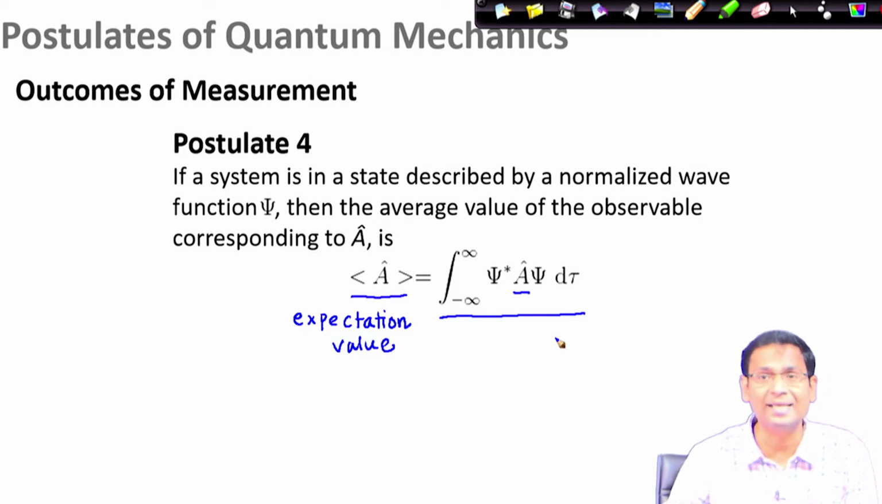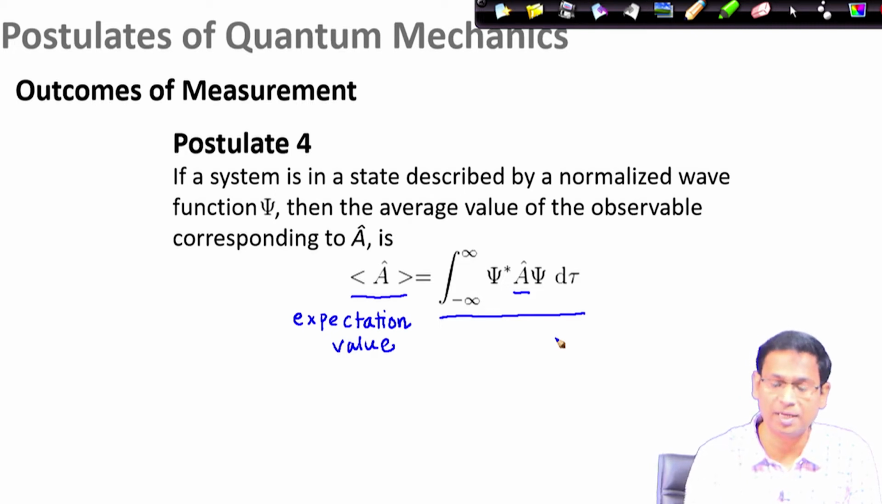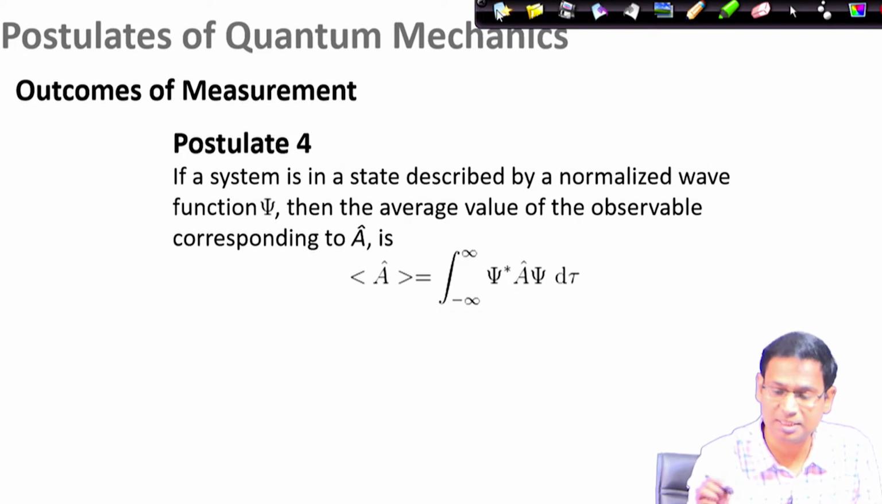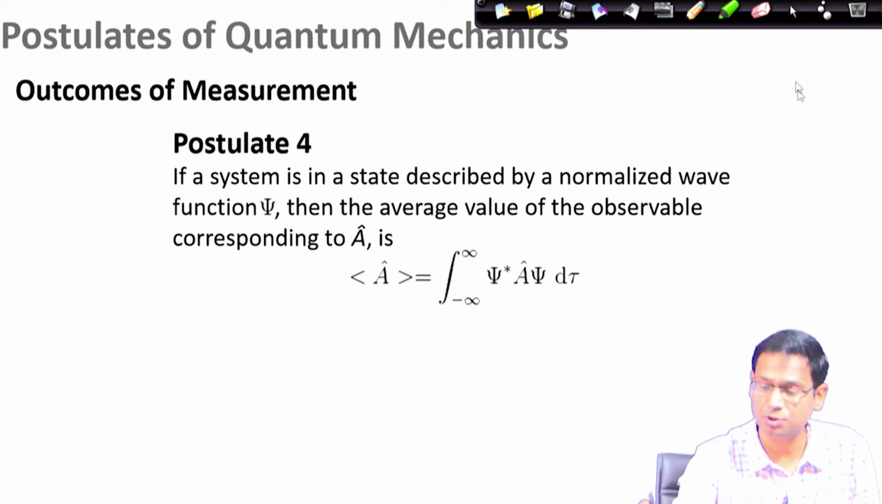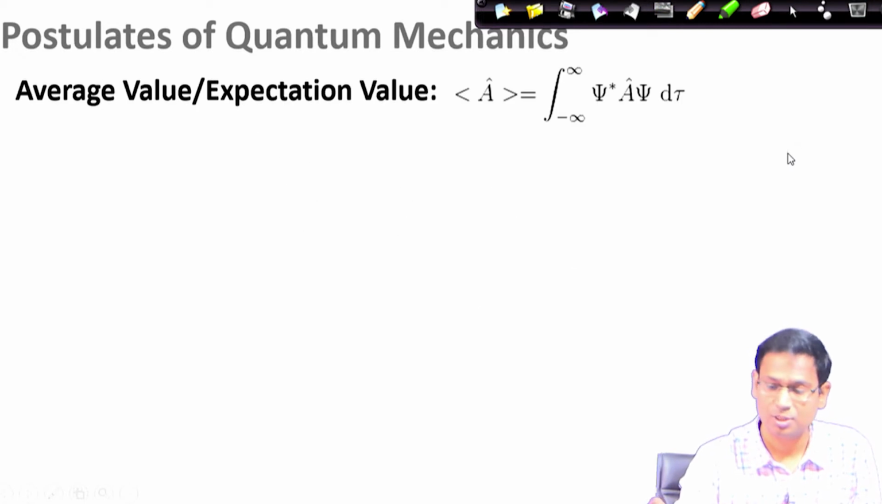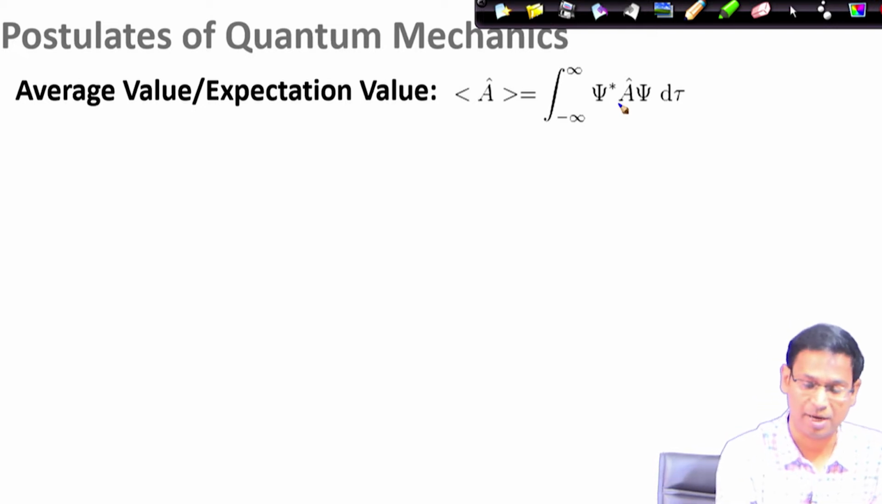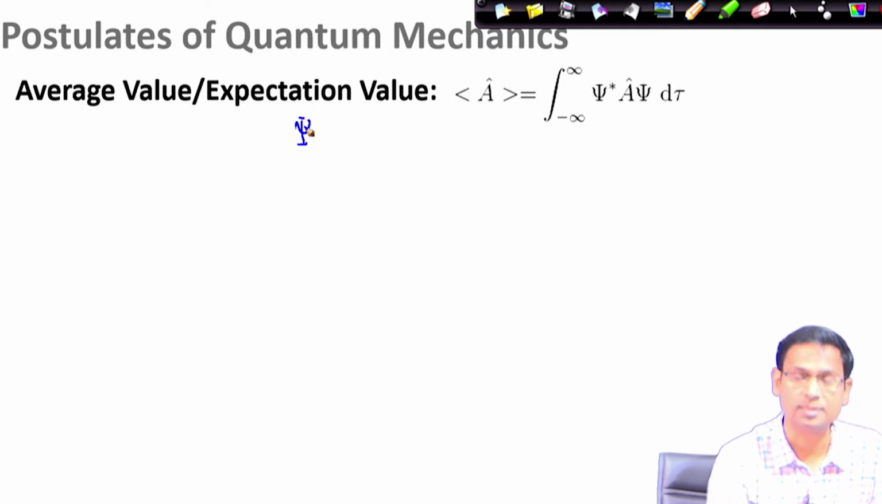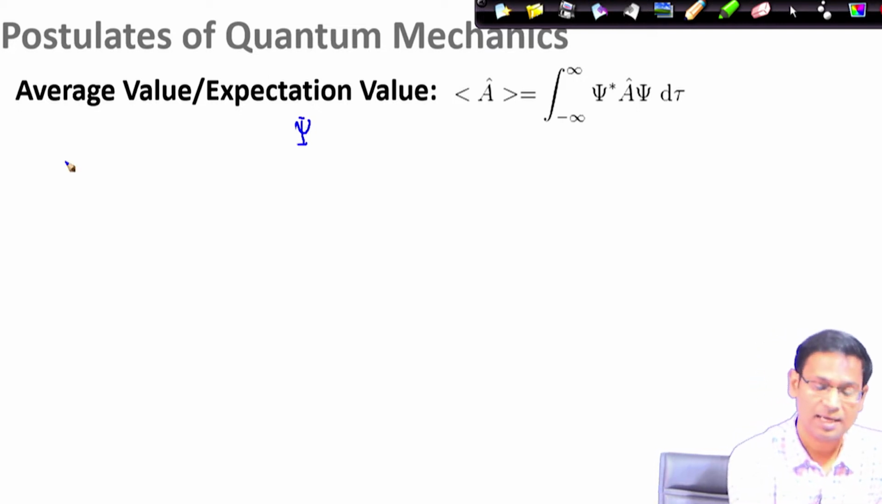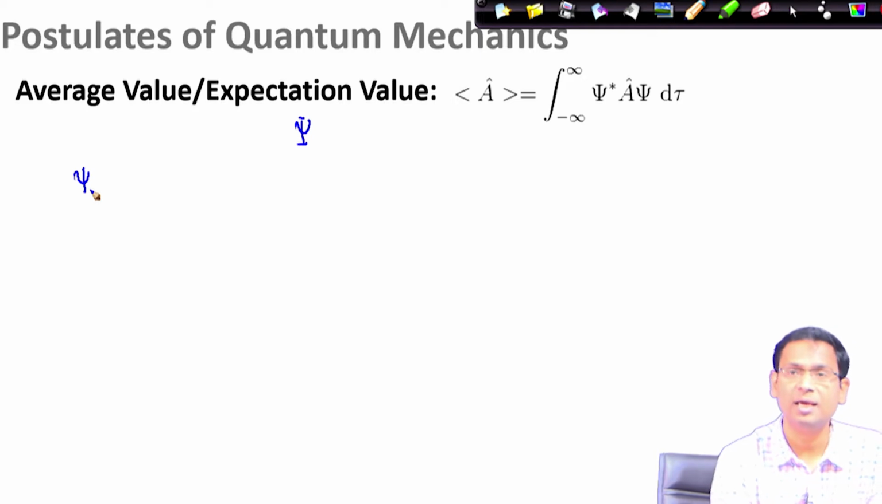So, when I make a single measurement of an observable on multiple copies of an identically prepared system, I get many outcomes, and the average or the expectation value of that entire set of experiments is given by this operator A. We would continue this discussion by considering two cases. Suppose the state function is given by psi here. In the first case, let psi be an eigenfunction of operator A.